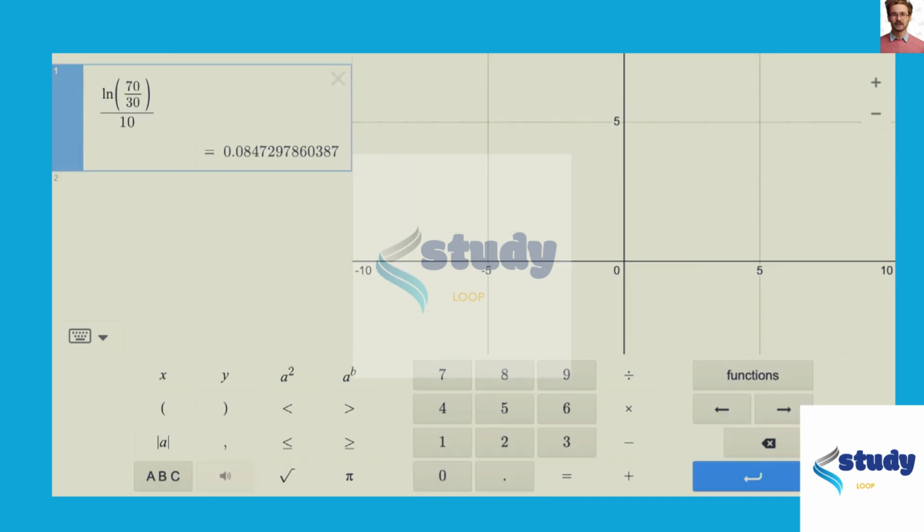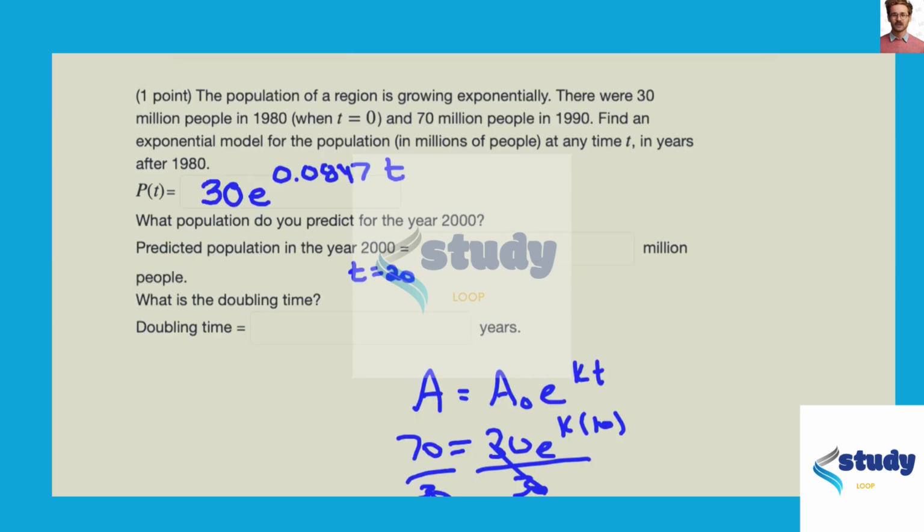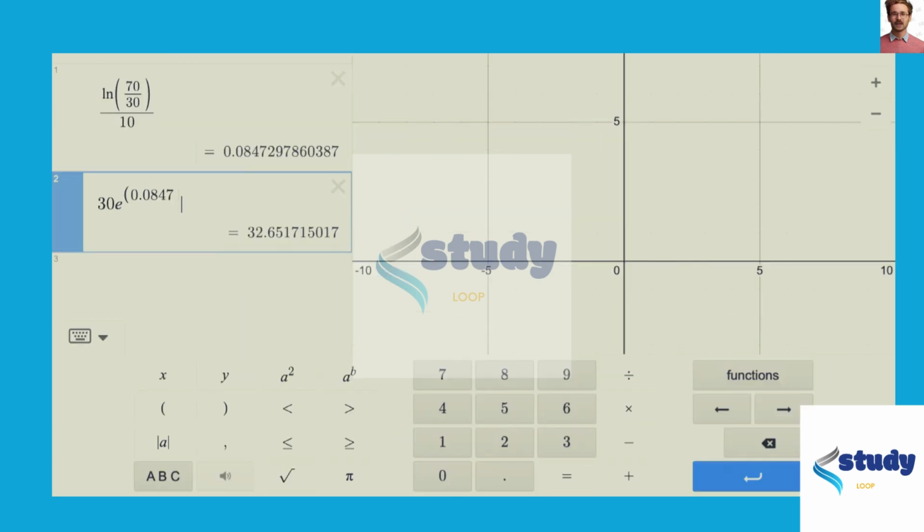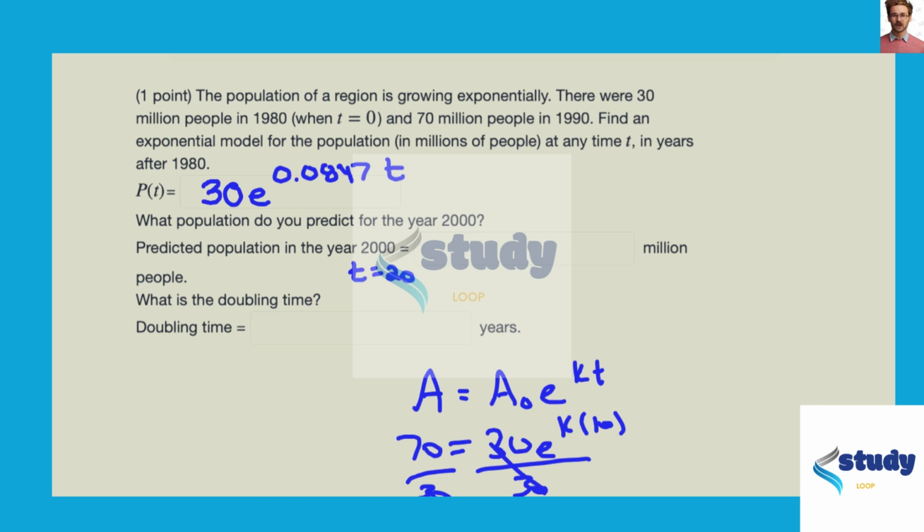So that would be 30 times e to the 0.0847 times 20. And that would be 163.24, to the nearest hundredth at least.